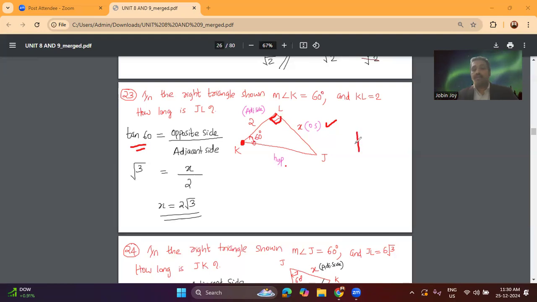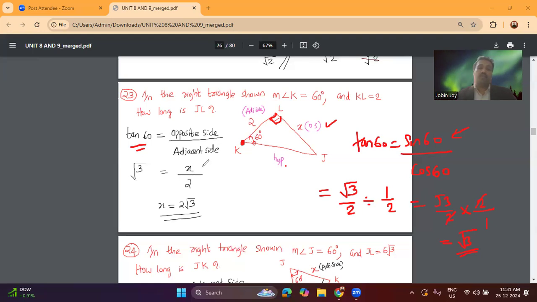What is tan 60? Tan 60 is equal to sine 60 divided by cos 60. If you don't know the value of tan 60, you can use this relation, sine 60 divided by cos 60. But you have to remember the value of sine 60. Sine 60 is equal to root 3 divided by 2, divided by cos 60, which is 1 by 2. So that is equal to root 3 divided by 2 into, take the reciprocal, 2 cancels. So the answer is root 3. So tan 60 is root 3. So I will put root 3 here. Root 3 is equal to x divided by 2.